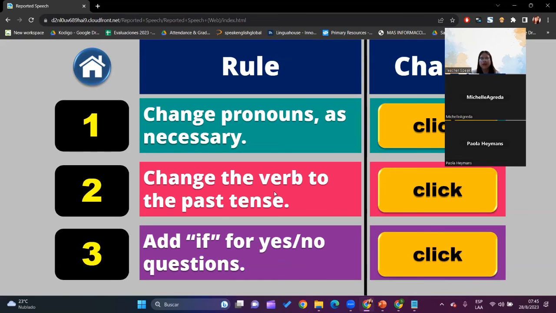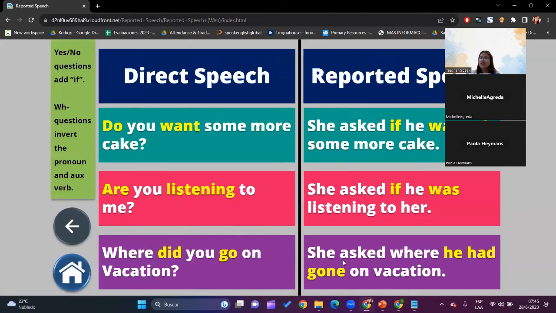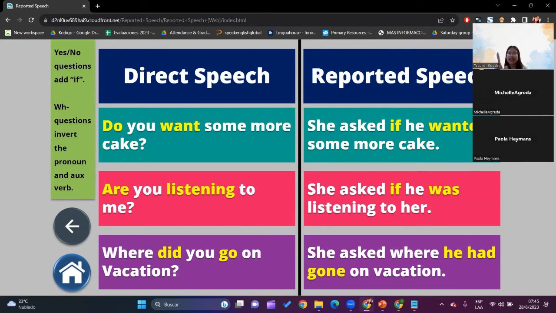That's why I remember this topic, reported speech. If you remember, we were working with indirect questions, right? And if you have a yes/no question, we use if. Or what else? Whether. Whether, yes. Do you want some more cake? She asked if he wanted some more cake. In this case, we are adding the pronoun, because according to the conversation, to the context, you will know who was asking, and to whom. So that's how you identify.